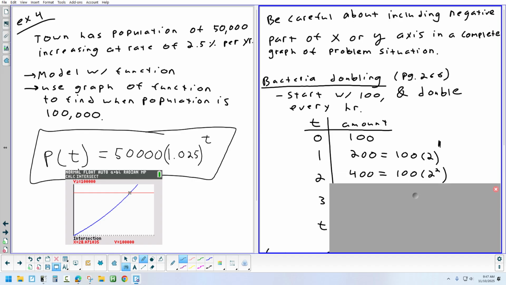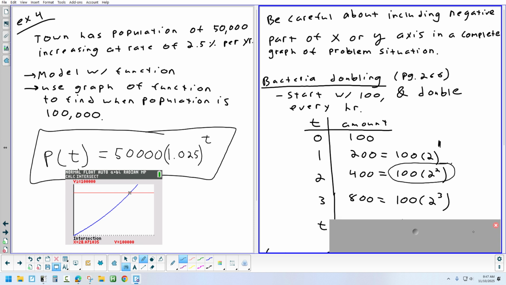Now, I don't want to know how many bacteria are in the third hour. Can somebody tell me how you could think of how many bacteria? I want you to think of the pattern you see. Yep. So 100 times 2 to the third. And in general, it's 100 times 2 to the t.